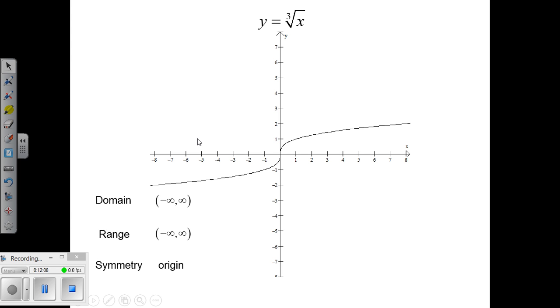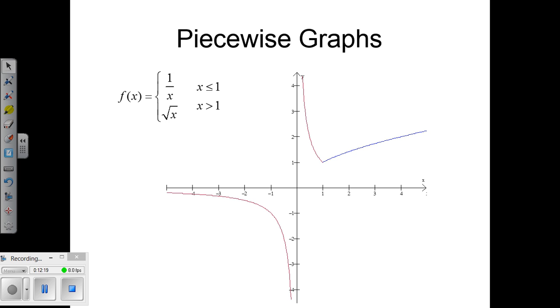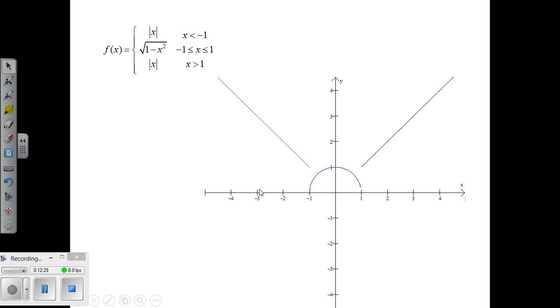Now, what happens when we take bits and pieces of these seven deadly functions? We comprise what we call piecewise graphs. Here it is, a piece of 1 over x, then a pickup of the square root of x right there. What is this alien form, you say? Well, it's the absolute value of x, but with restrictions on it. And a unit circle.